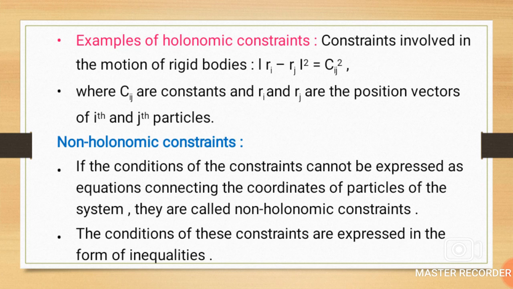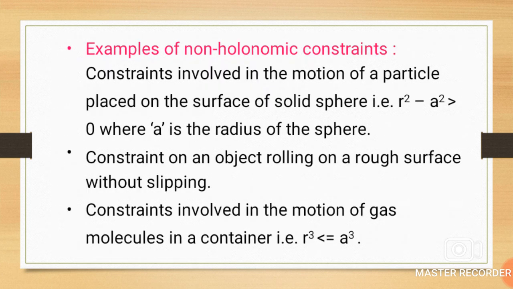The conditions of this constraint can be expressed in the form of inequalities. So this is the non-holonomic constraint. An example of non-holonomic constraints is the constraint involved in the motion of a particle placed on the surface of a solid sphere.